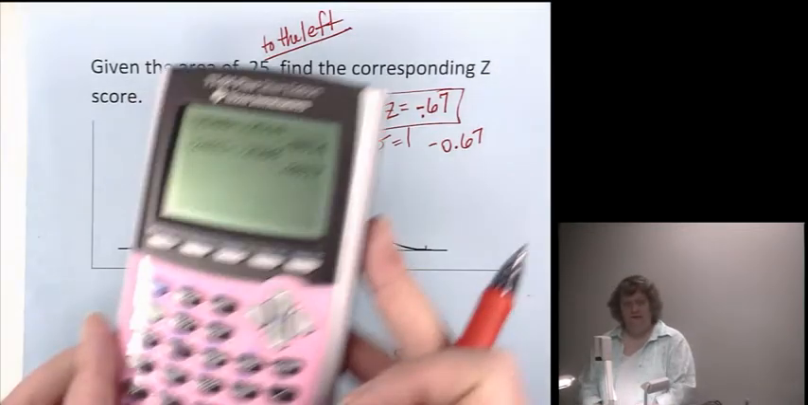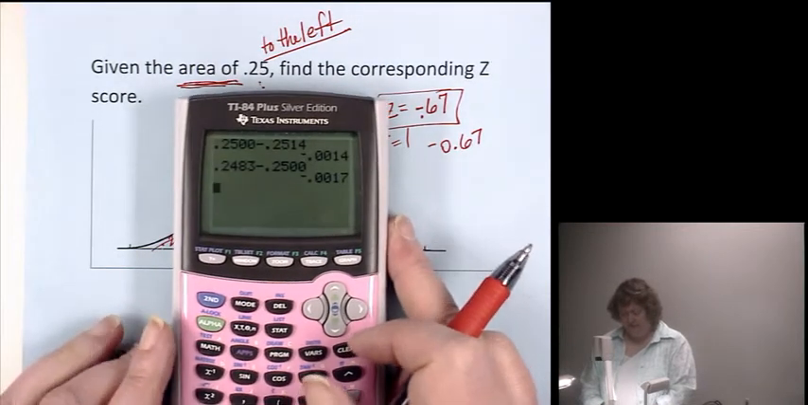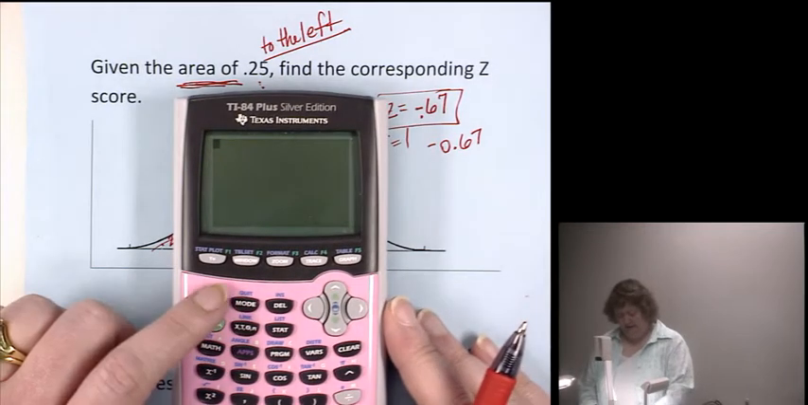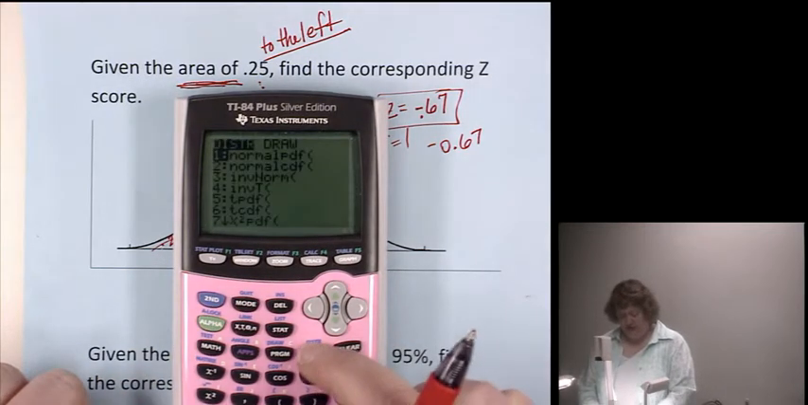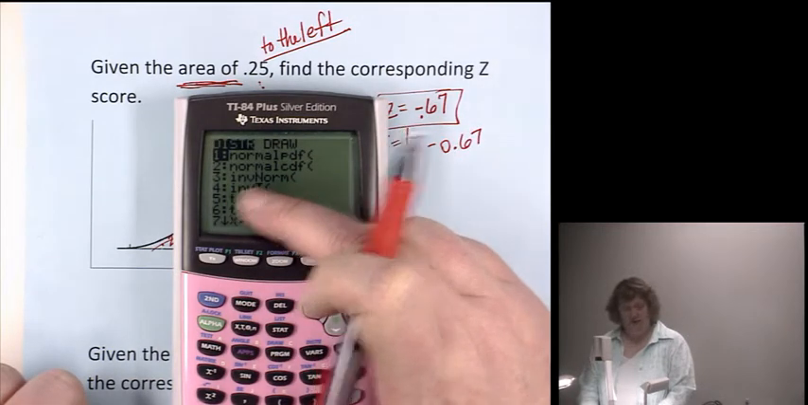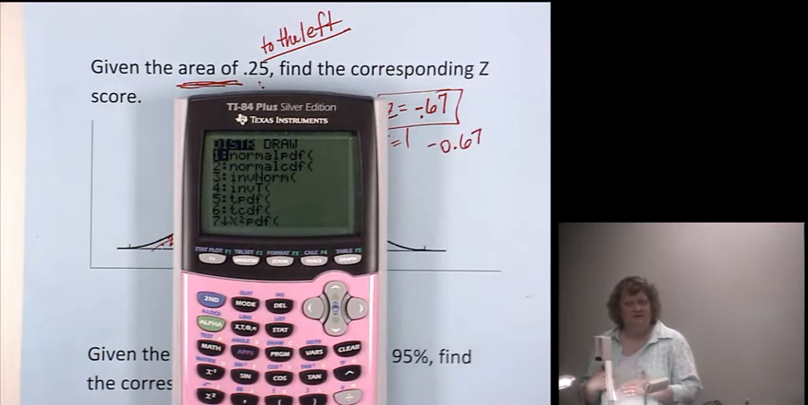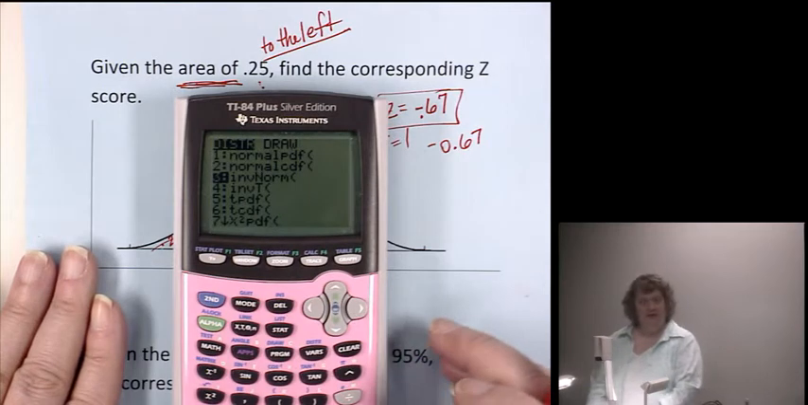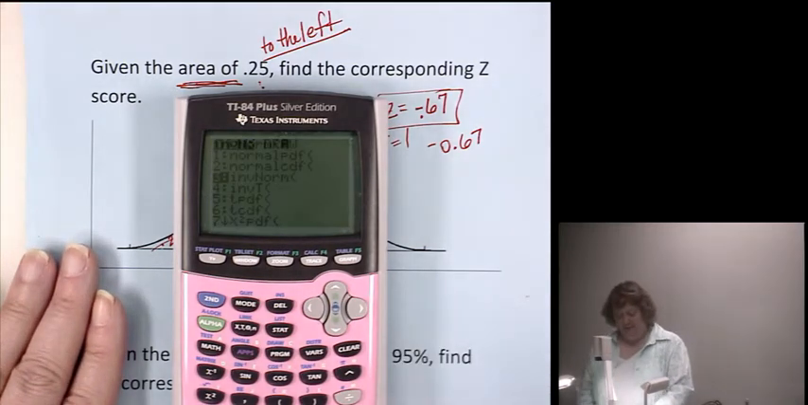Now, using the calculator, this is how you do it. You go second distribution, and you want to use the inverse norm. Remember I said this is driving in reverse, going in an inverse operation. So we want to do the inverse normal. And this is the standard normal.